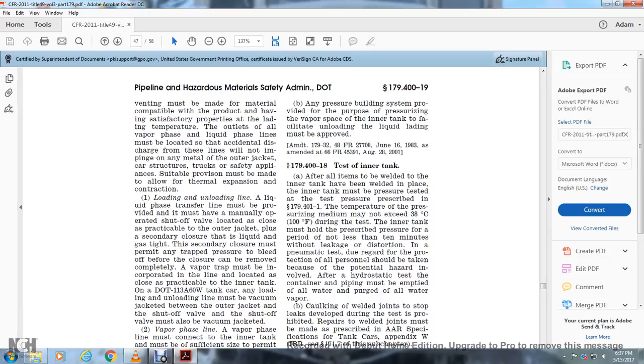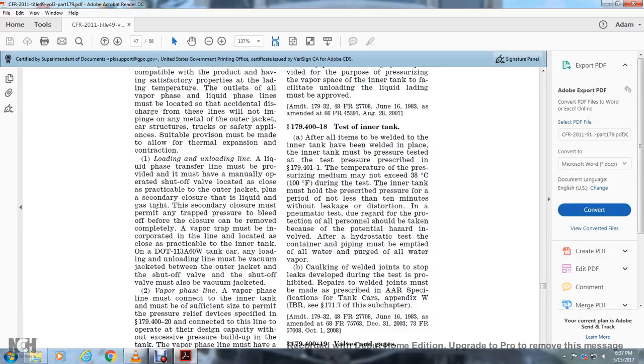For any of the pneumatic tests, protection of all personnel should be taken because of the potential hazards involved. For the hydrostatic test, the container piping must be emptied, with all the water and water vapor purged. Caulking of welded joints to stop leaks developing during the test is prohibited. Repair of weld joints must be made as prescribed in the AAR specification for tank cars, appendix W.